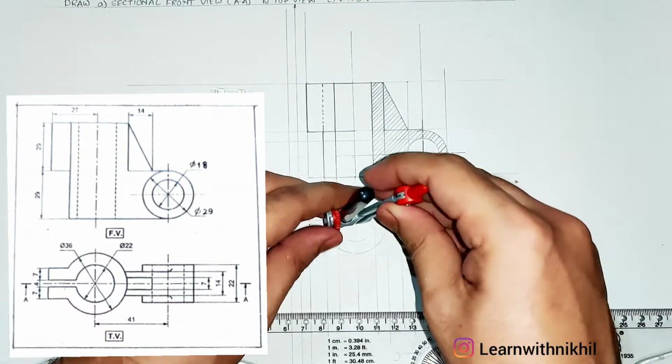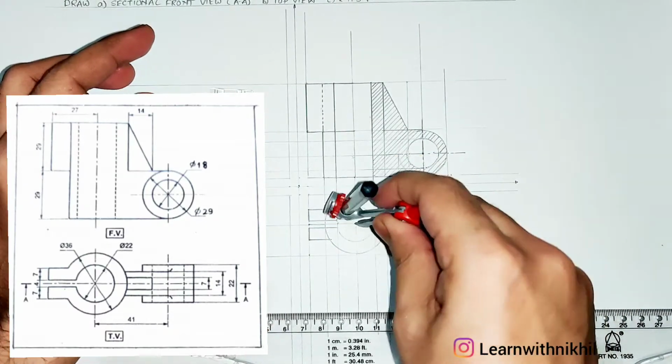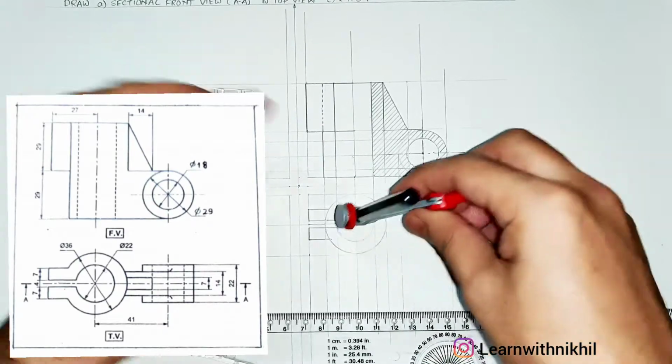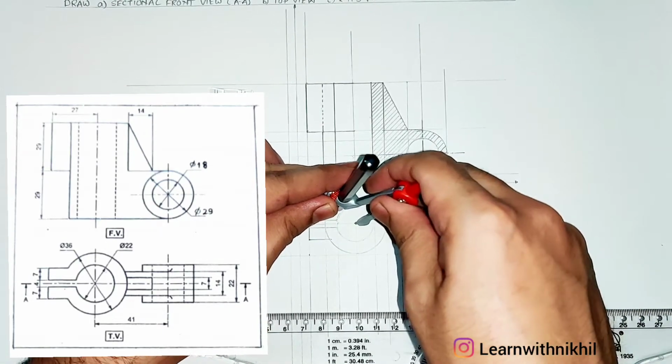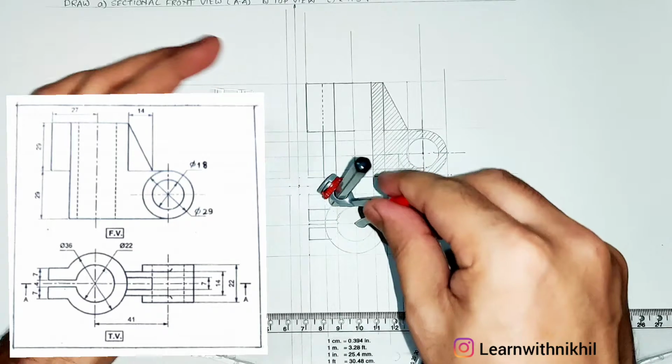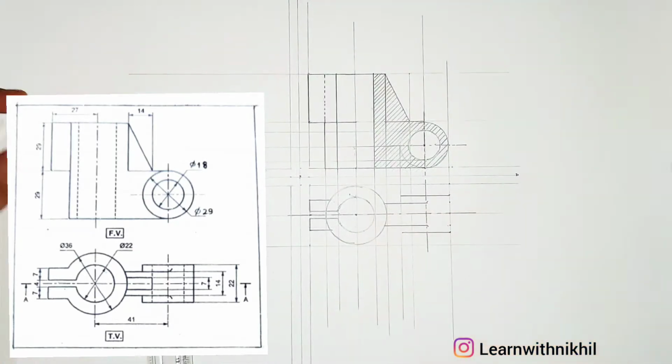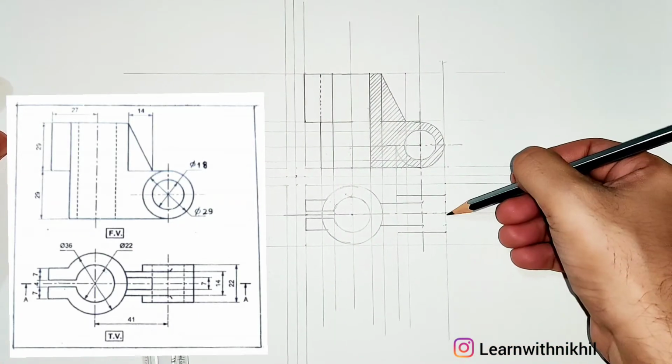I'll just make the circle dark. As you can see, it is not totally intersected. The gap is there. So the remaining part I am making it dark. Now this part I have drawn.